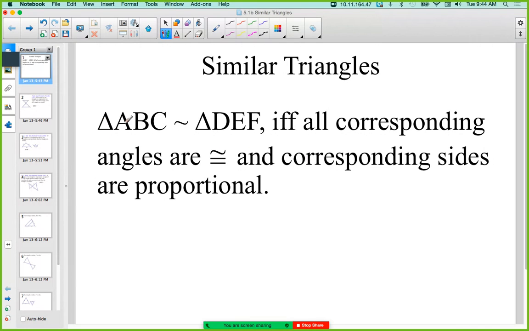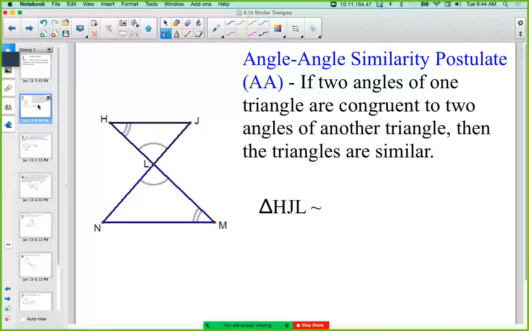Let's see if, instead of having all 6 parts, the angles and the sides, we can have less information and still determine if they're similar. In this first postulate, we talk about the angle-angle similarity postulate, or we sometimes just write it AA. If 2 angles of one triangle are congruent to 2 angles of another triangle, then the triangles are similar.